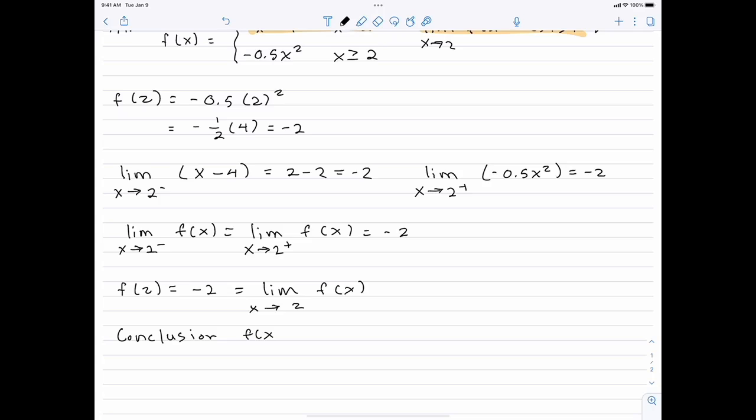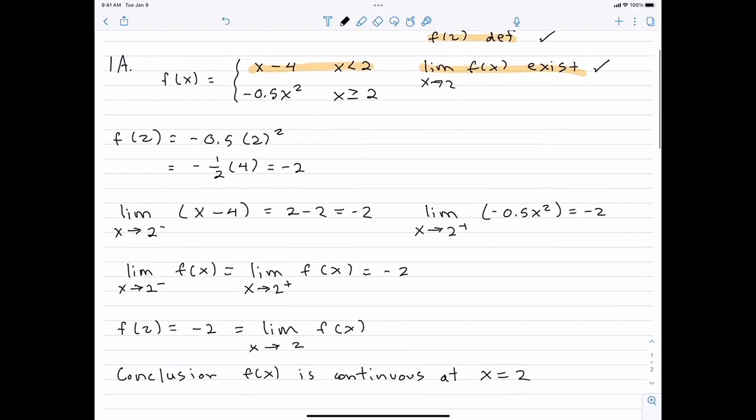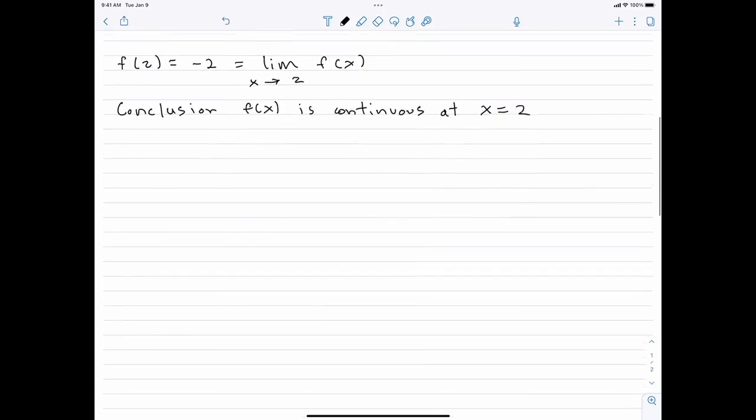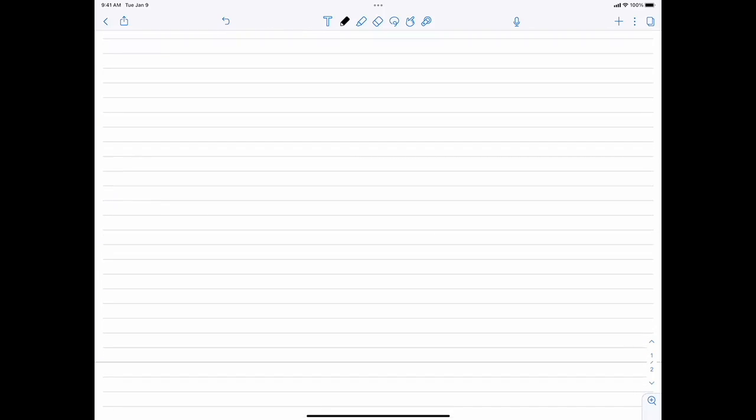f of x is continuous at x equals 2. Okay? Let's keep on going. Let's move on to 1b. So same type of question. In fact, it's really the same question, just a different function. So let's see what we got here.